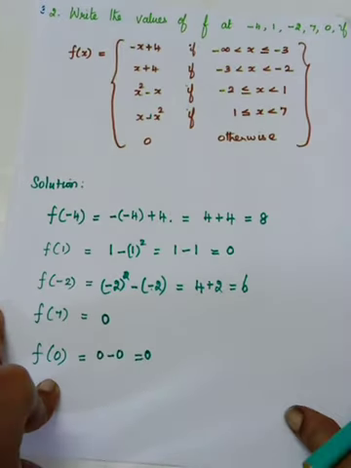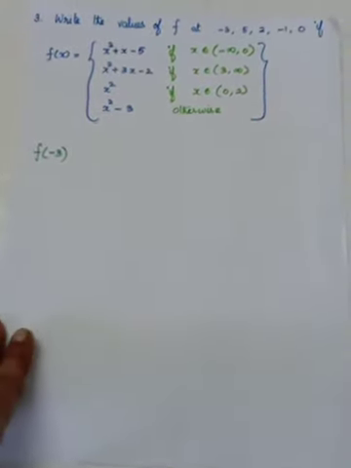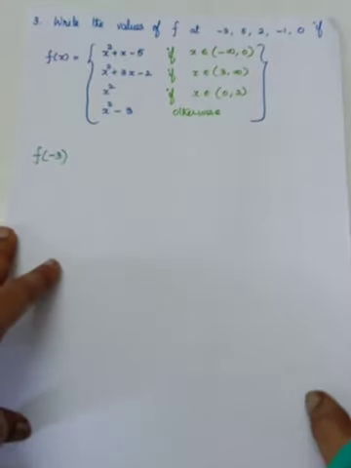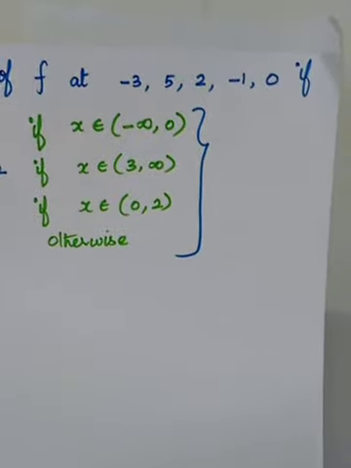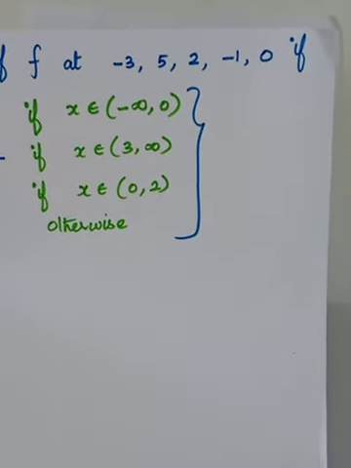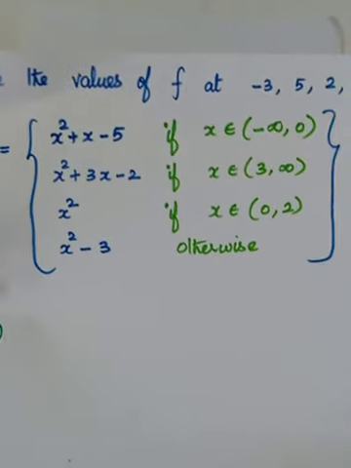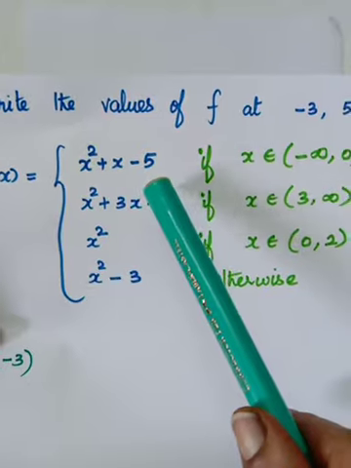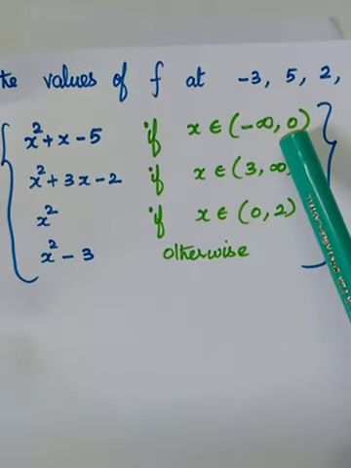In this way you have to find the values of the function given. Okay, in the same way you see the third problem. Write the values of f at minus 3, 5, 2, minus 1, 0. If the function f of x is x squared plus x minus 5, if x belongs to minus infinity to 0.